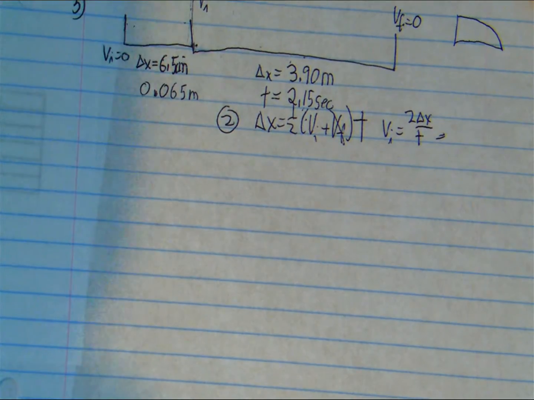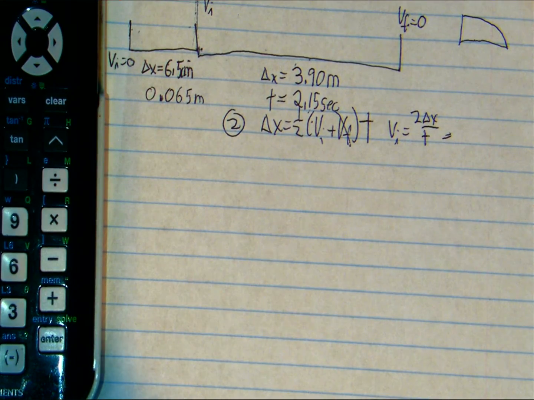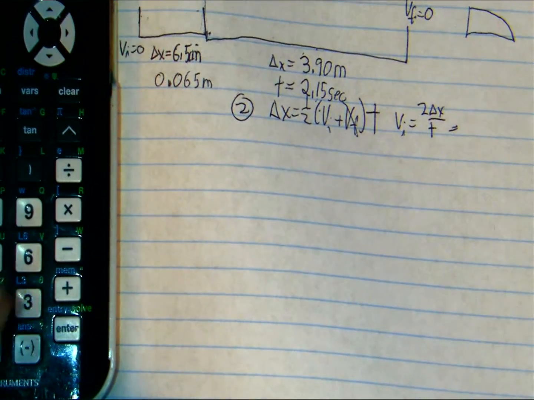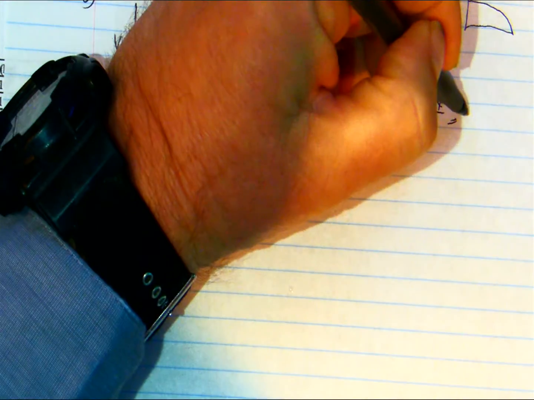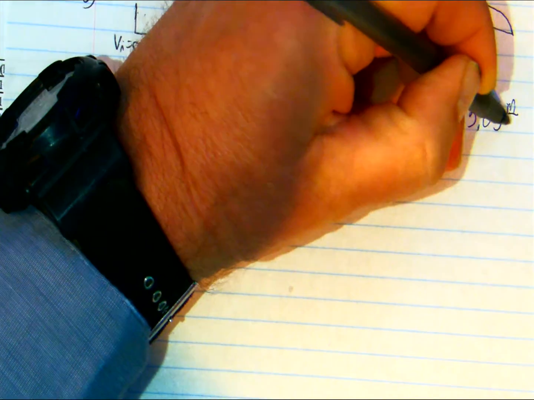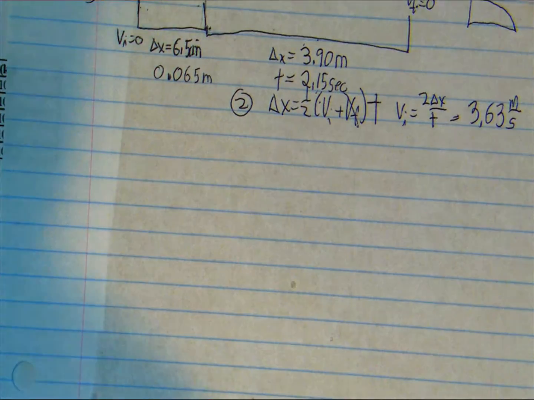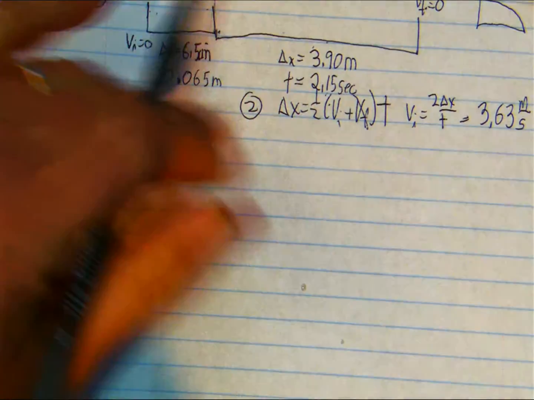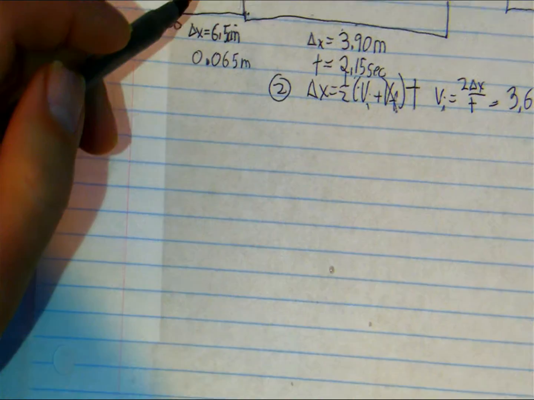Plugging in the numbers, 2 times 3.9 divided by 2.15, enter, has a value of 3.63 meters per second. So that actually answers part of part A. The second question is, what is the acceleration while it's on the floor?